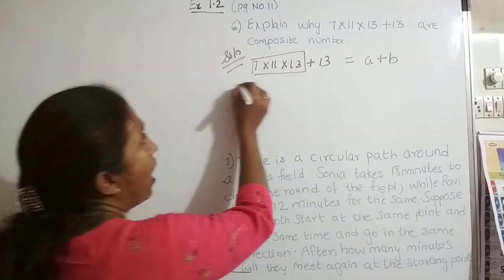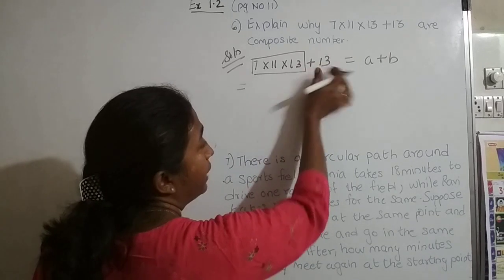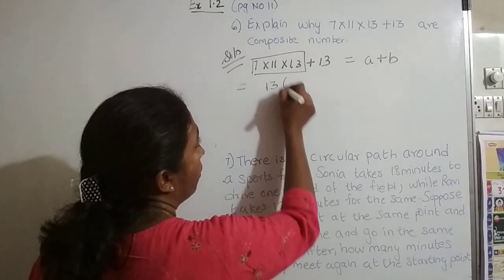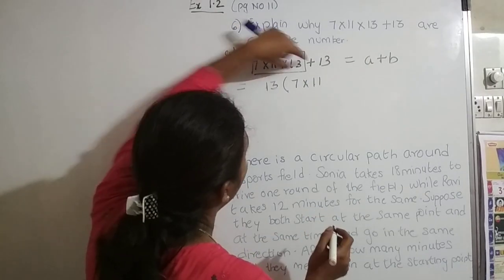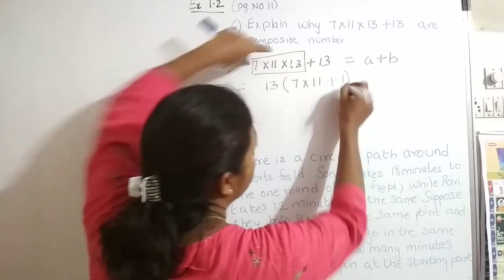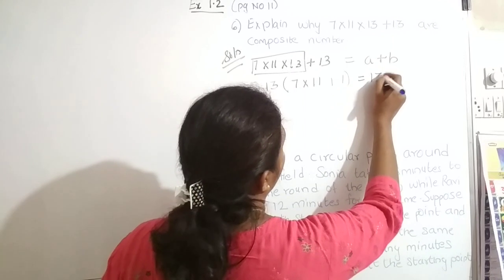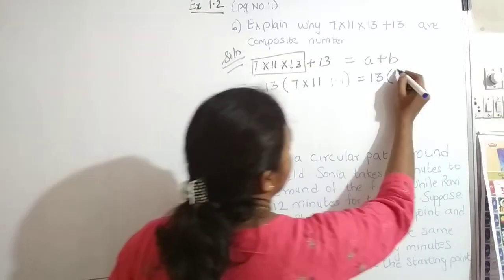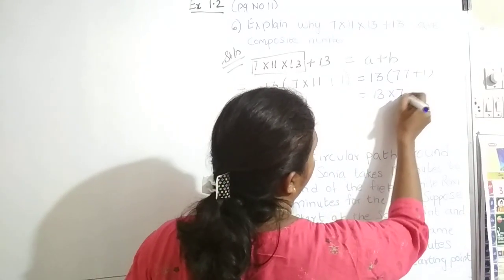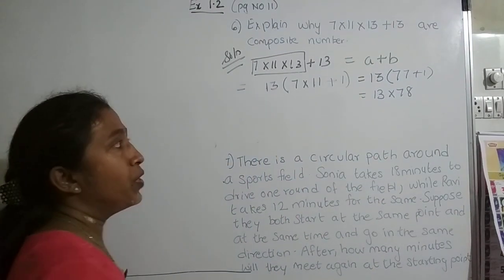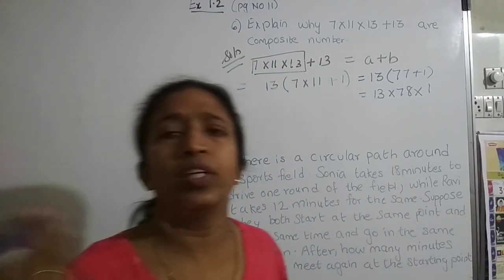Now can I simplify this? Can you see that it has a common number, 13? If I take 13 common, what will I get? 13 into, 7 into 11 plus 1. Which can again be written as 13 into, 7 into 11 is nothing but 77, plus 1. So here I have 13 into 78. This 78 can also be written as 78 into 1, so in this step I can say it has more than 2 factors.